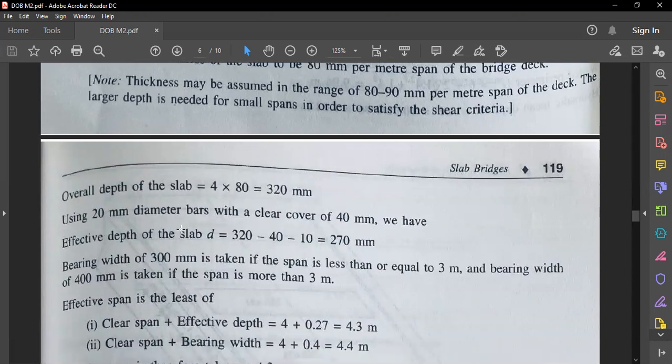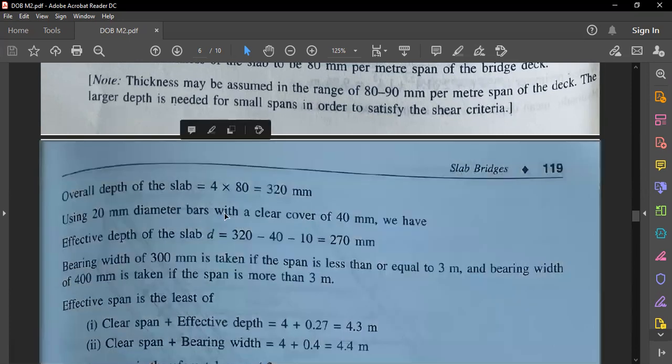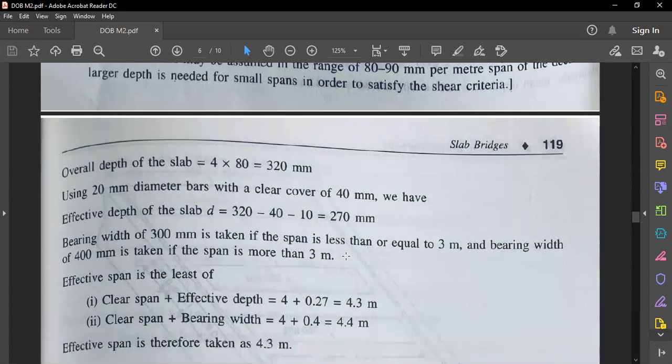Okay, so I will assume a 20 mm diameter bar there. Using 20 mm diameter bars with a clear cover of 40 mm, we have effective depth as 320 minus 40 minus 10. 40 mm is the cover and 10 is to the center of your 20 mm bar. That gives you 270 mm.